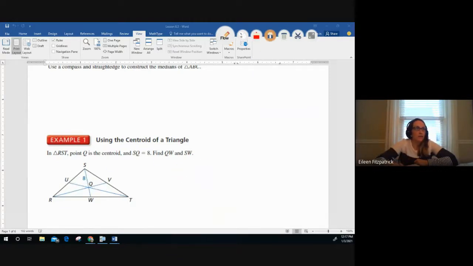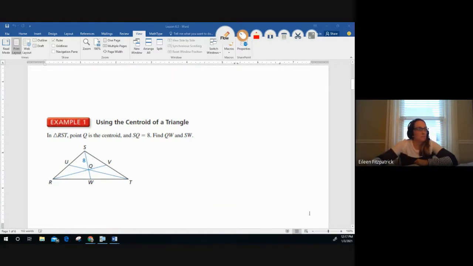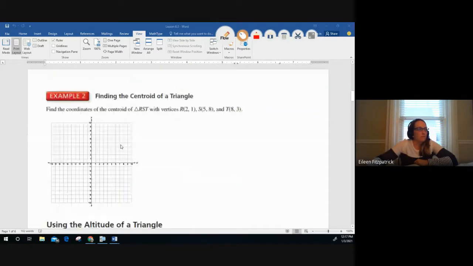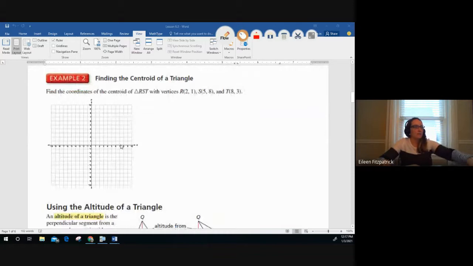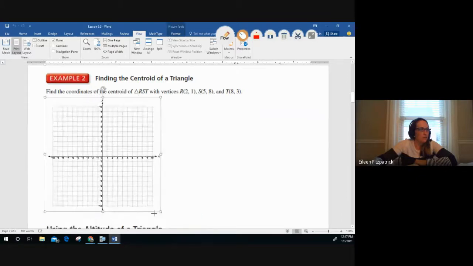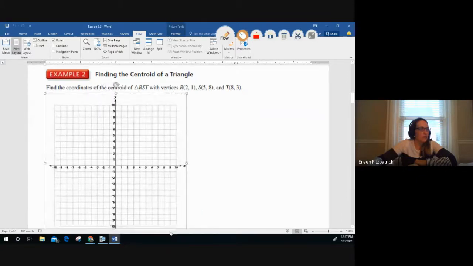All right, let's move on to the next one though. All right, so the next example says, find the coordinates of the centroid of triangle RST with vertices R(2, 1), S(5, 8), and T(8, 3). So let me make this a little bigger like I normally do so it's easier for me to plot points and work with it.